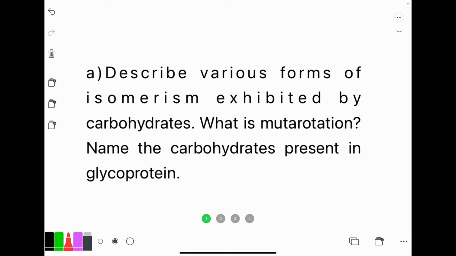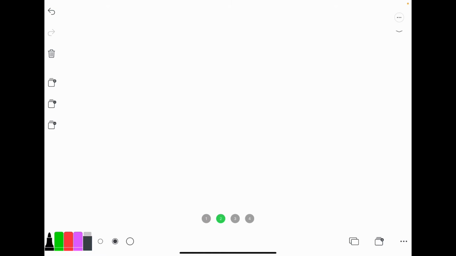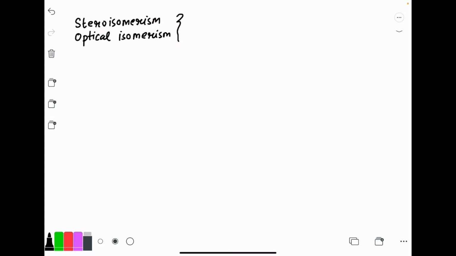So coming to the first part of the question, it asks what are the several types of isomerism shown by carbohydrate molecules. As we know, the isomerism shown by carbohydrate molecules is mainly of two types, that is stereoisomerism and optical isomerism. And why are carbohydrates showing this kind of isomerism? The reason is simple, because the carbohydrate molecule has a chiral carbon.